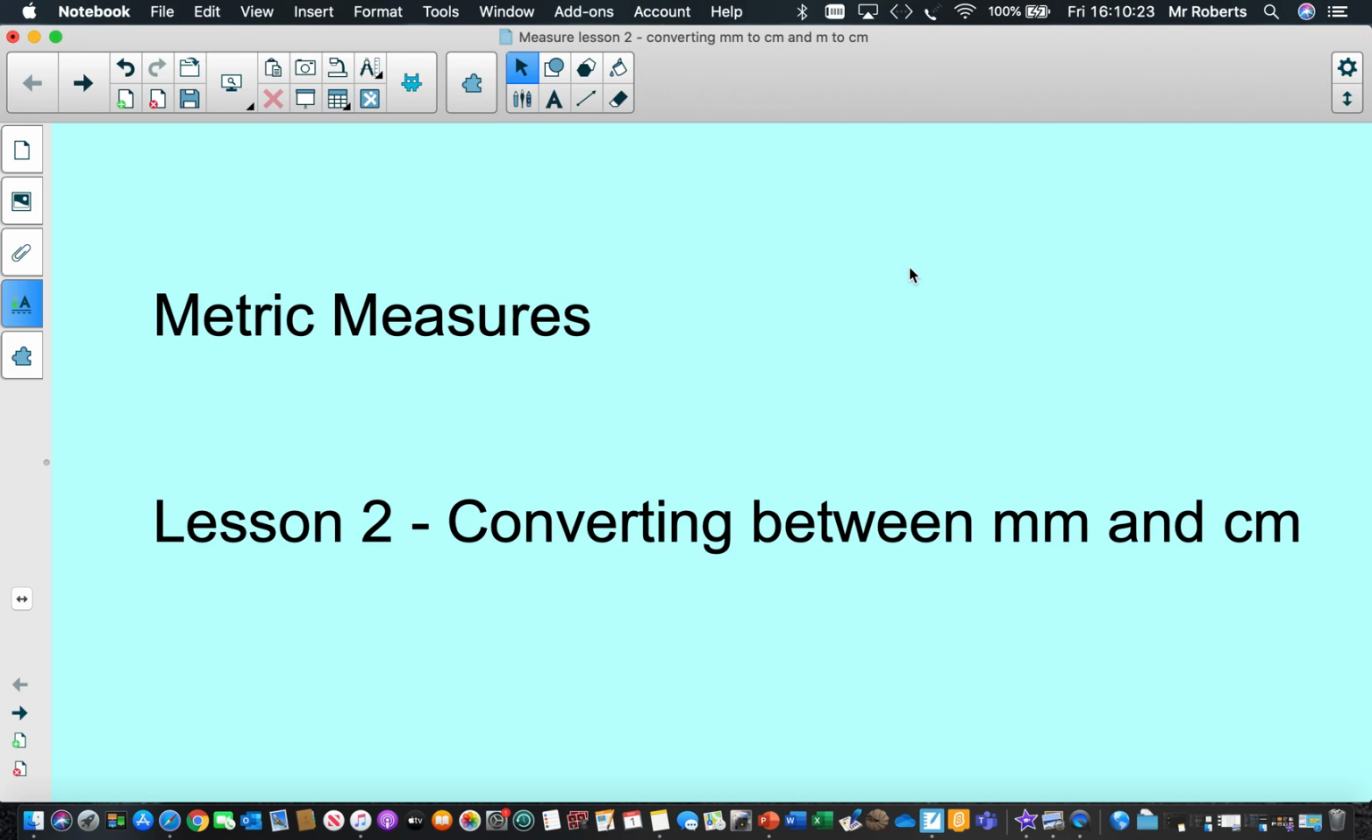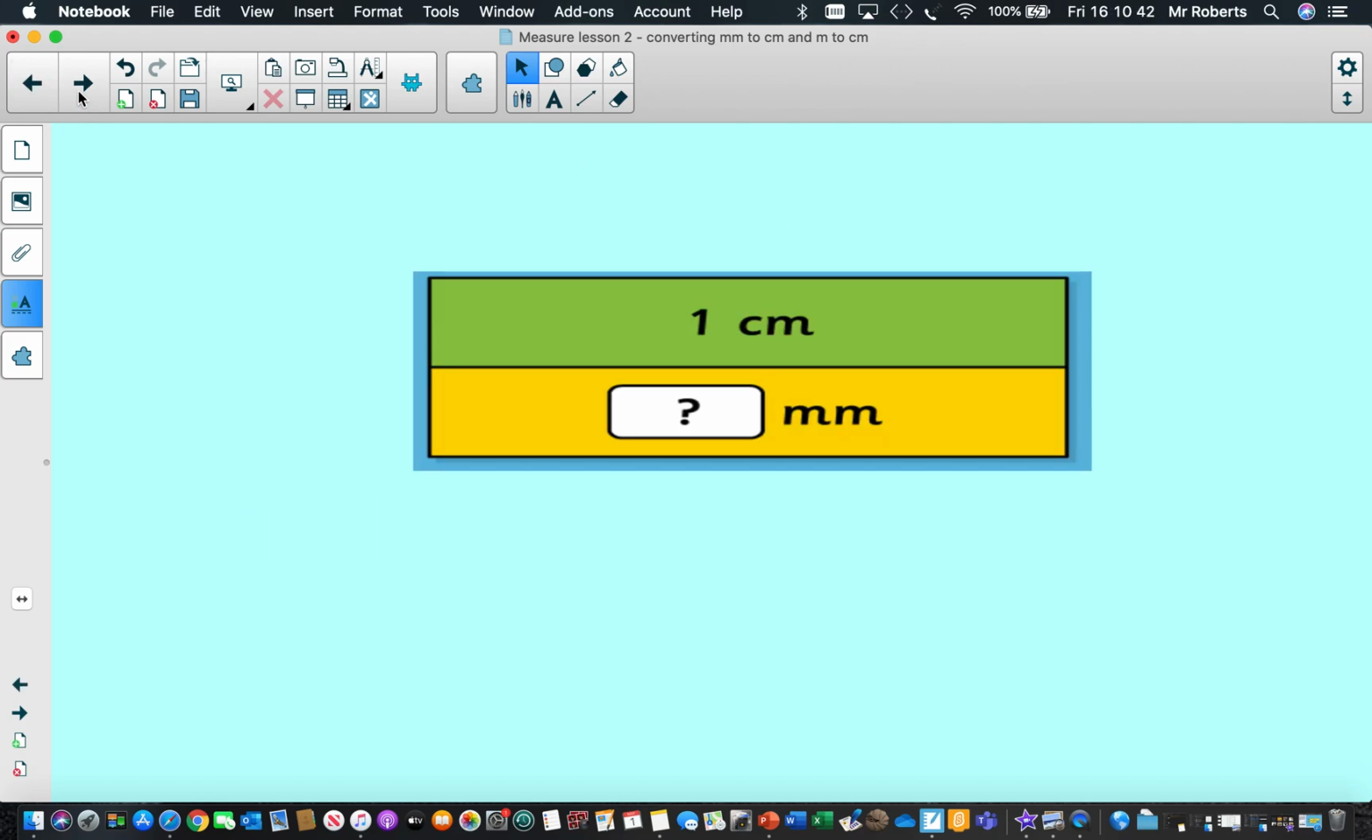It is time for our second maths lesson of the week. In today's session, we're going to be looking at converting between millimetres and centimetres, and then also converting between centimetres and millimetres. So, without further ado, let's get going. Our first question today is: 1 centimetre is the same as how many millimetres?